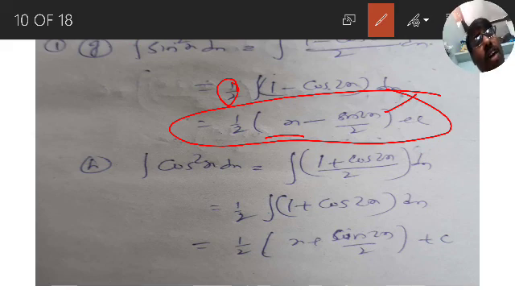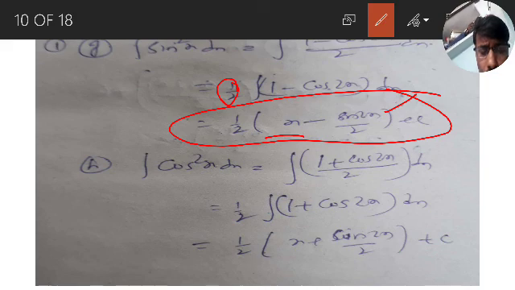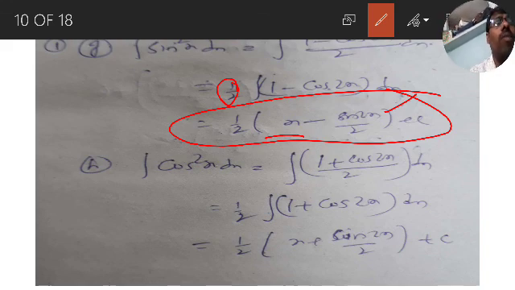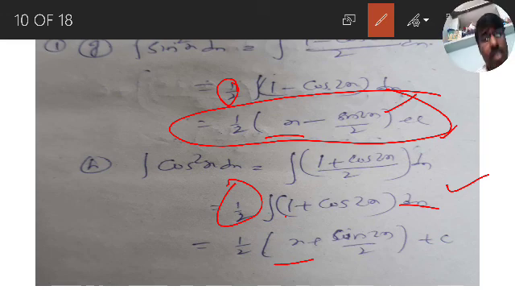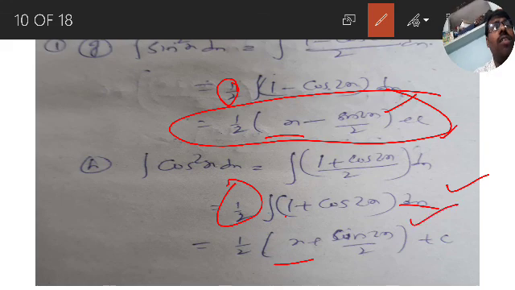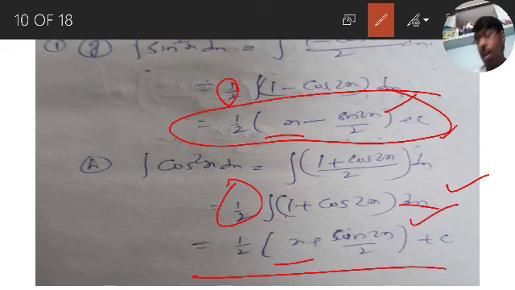Similarly, integration of cos square x. What is the cos square a formula? Cos square a is 1 plus cos 2a by 2. Here 1 plus cos 2x by 2, 1 by 2 constant, integration of 1 plus cos 2x. 1 into dx is dx, integration of dx is x. Cos ax integration is 1 by a into sin ax, therefore 1 by 2 into sin 2x. This is the final answer. Are you getting?